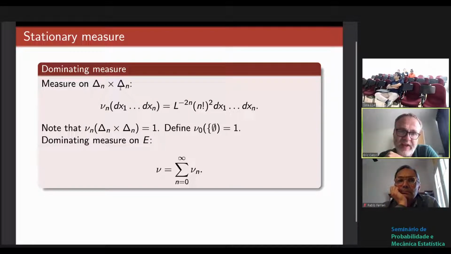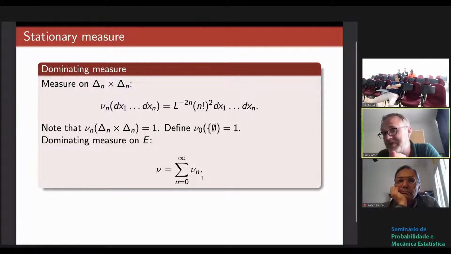You got this space delta n times delta n. So we just take the Lebesgue measure on one of these deltas, and we make sure that they have total volume 1. So that's like this. I guess I forgot also the y's. There should also be dy1 to dyn there with the same factor. And then on this product space, this part of the state space has measure 1, and then you give measure 1 to the empty configuration, and then there's the dominating measure. So each of the possible numbers of particles has total weight 1.